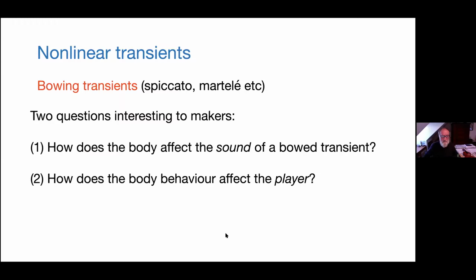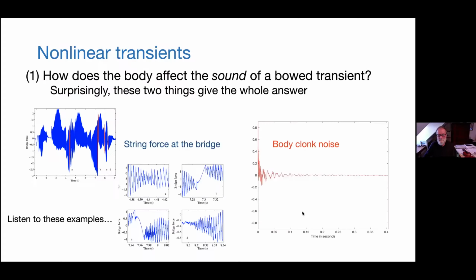Right, now, what's going on in these different transients? So I've talked a little bit about aspects of transients that matter to players, which is where Knut was coming from. I'm guessing that this audience is more heavy on makers than players. Two questions that an instrument maker might be interested in: how does the body of the instrument affect the sound of a played transient? And how does the body behavior affect the player's sense of how easy it is to play those transients? So we'll say something about those two. And again, I've arranged them in order. We'll do the easy one first and the more difficult one later.